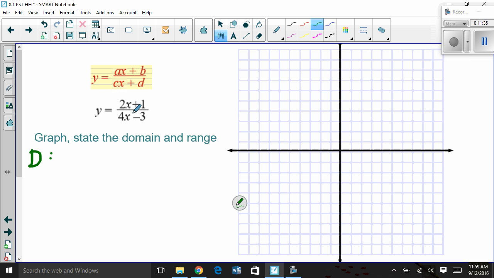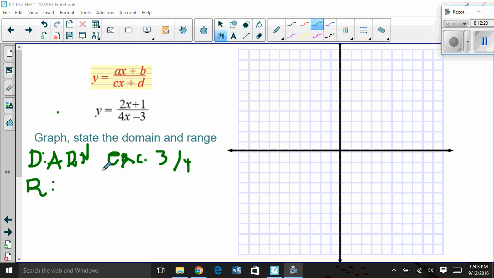Domain. So the bottom would be 0 if we solved here. We'd add 3 and we'd have x equal to 3/4. So our domain corresponds with that. We'd have all real numbers except for that 3/4 that we just found.